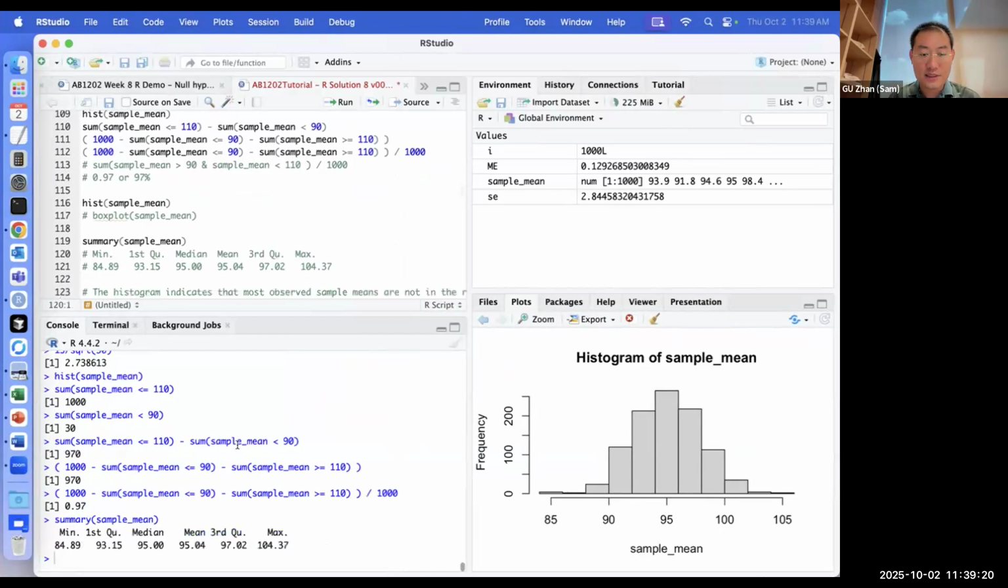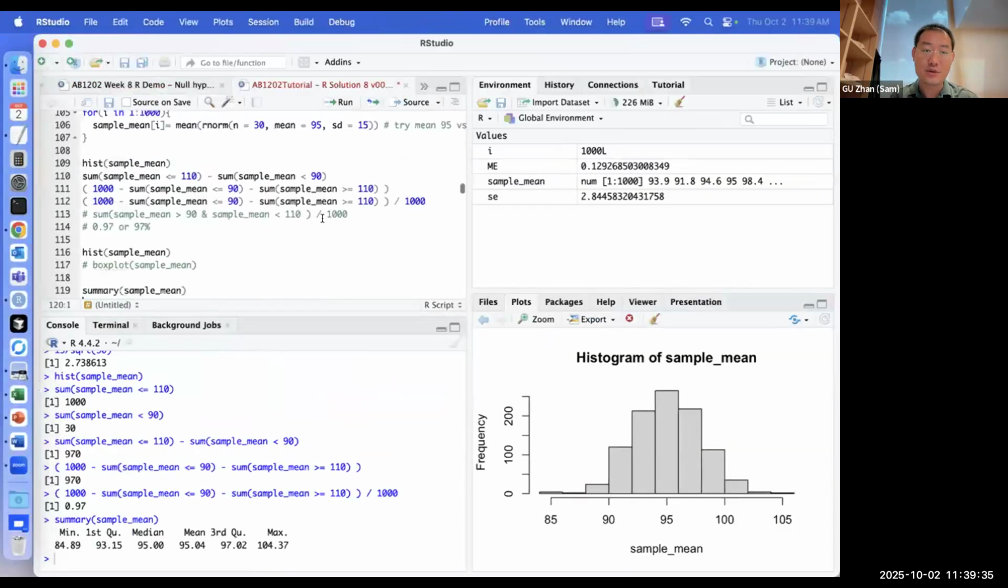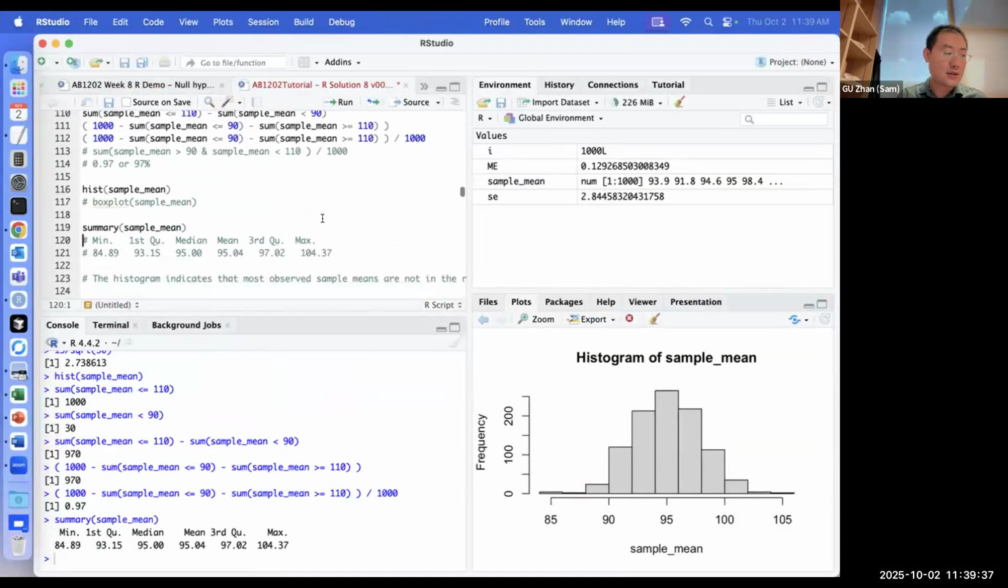When you do a summary, you see the maximum is 104.37. 104.37 is lesser than 110. Maximum is here, lesser than 110. So that means there are no sample means larger than 110. It happens to be like that. So this is the 3.2.